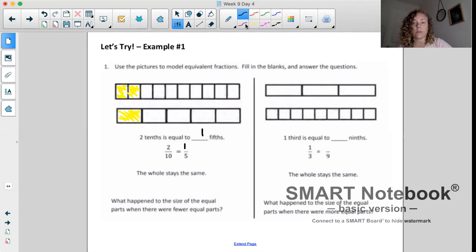Let's do another one. I'm going to switch up my color here. 1/3 is equal to blank ninths. I'm going to start by shading my 1/3 here at the top. You do the same in your packet.